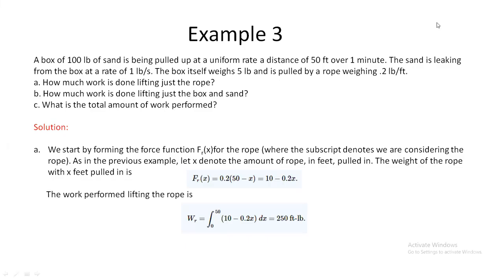On this sample problem number 3 on work, let me read first the problem. A box of 100 pounds of sand is being pulled up at a uniform rate at a distance of 50 feet over 1 minute. The sand is leaking from the box at a rate of 1 pound per second. The box itself weighs 5 pounds and is pulled up by a rope weighing 0.2 pound per foot. Now, there are 3 questions for this problem.